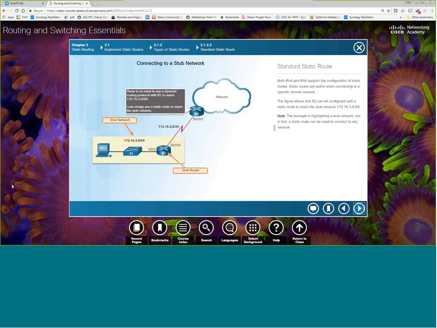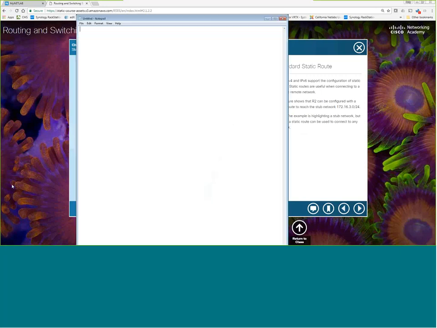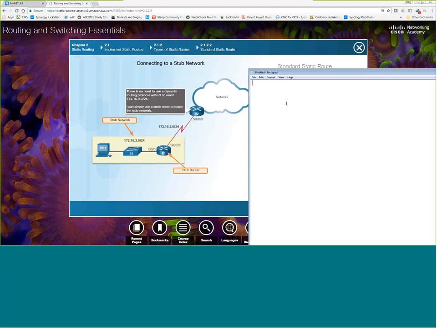So here, standard static route. Here's what you have to do. Let me find my notepad. So in this case, on R2, you go to R2, you'd be in global config, R2 config. In global config, you type IP route 172.16.3.0 255.255.255.0, and then you could either do S0/0/0 on R2, or you could do the next hop IP address, whatever it happened to be.